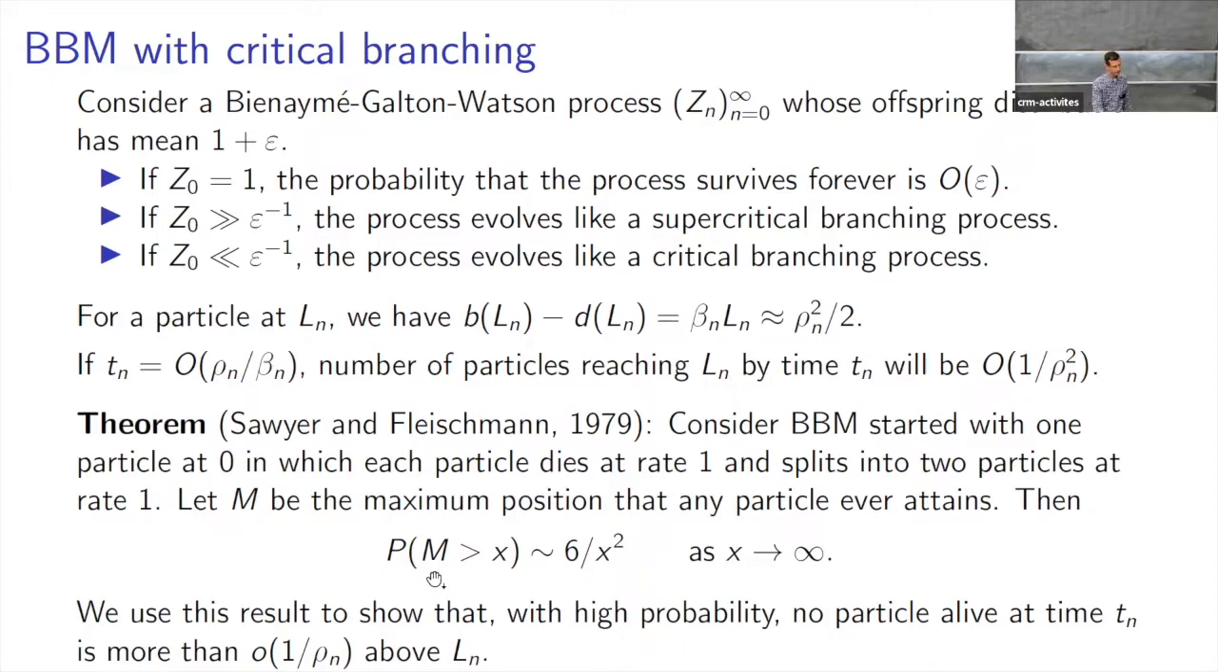Now, if we let capital M be the maximum position that any particle ever attains, then they show that the probability that M is bigger than x is asymptotically 6 over x squared as x tends to infinity. So this tells us in particular that if we start with n particles at time 0 rather than 1, then the maximum position that any particle ever attains should be of the order the square root of n. And we can actually use this result to show that for our process, no particle that's alive at time T_n is more than a distance little o of 1 over root n above L_n.